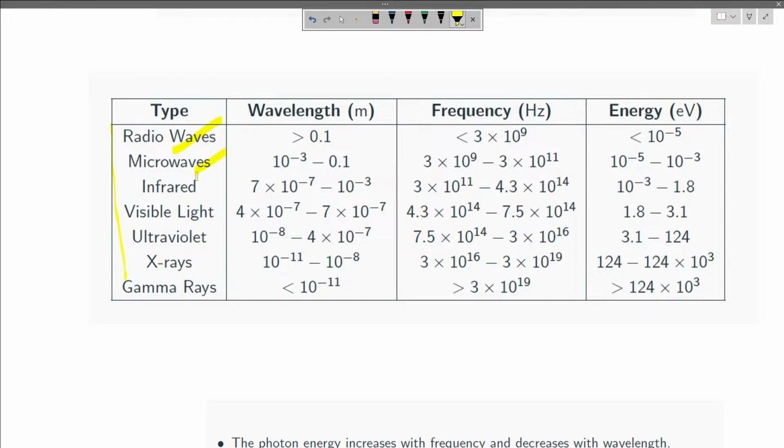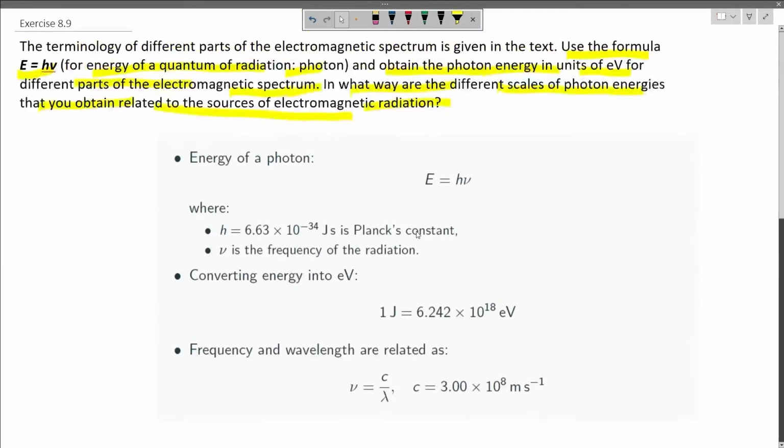For radio waves, microwaves, infrared, visible light, ultraviolet, X-rays, and gamma rays, we have to find out their energy in electron volts, and also tell in what way the different scales of photon energies that you obtain are related to the sources of electromagnetic radiations. So let's start. We know that the energy of a photon is given by E equals h nu, where h is the Planck's constant with the value of 6.63 into 10 to the power minus 34 joule second, and nu is the frequency of the radiation.